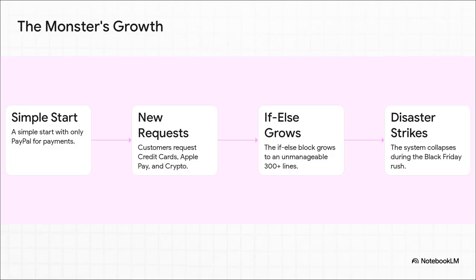It all started so simply, right? Just PayPal, easy. But then customers started asking for credit cards, then Apple Pay. And with every single request, Alex did what we've all done. She just slapped on another else if. Before she knew it, her payment logic was this fragile 300-line tower of conditionals. And then Black Friday hit, the busiest day of the year, and that whole tower just collapsed. Customers were double charged, payments were failing without any warning. It was an absolute total disaster.